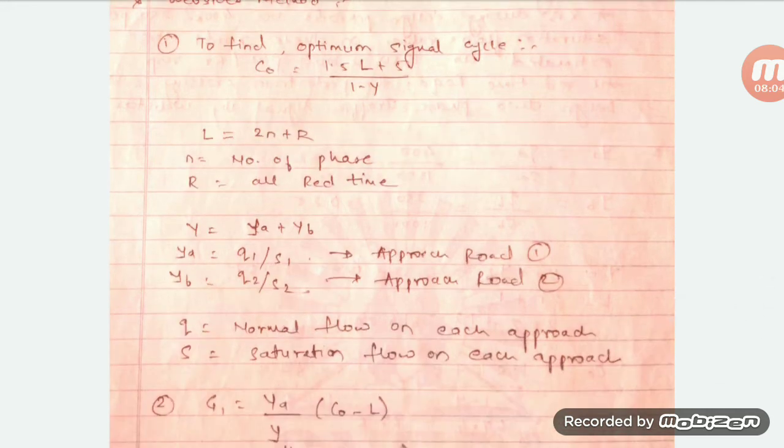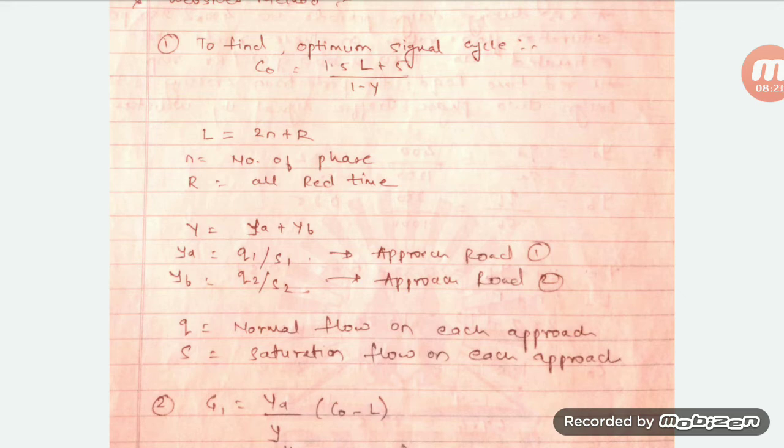First one is the optimum signal cycle, second one is the lost time for the vehicles and approach roads, where q is the normal flow on each approach and s is the saturation flow on each approach. Means the first point is nothing but the optimum signal cycle. The first step is to calculate the optimum signal cycle.